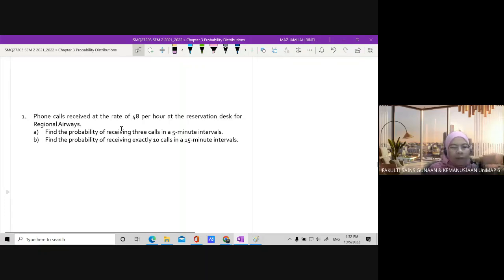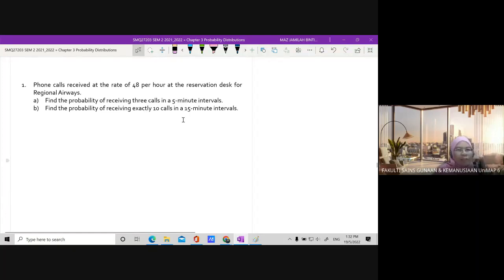Now, phone calls received at the rate of 48 per hour means that within 1 hour, the number of phone calls received is 48 at the reservation desk for regional airways. Find the probability of receiving 3 calls in a 5-minute interval. Find the probability of receiving exactly 10 calls in a 15-minute interval. So see, the interval changes every time in terms of the probability value. Now, let's begin with the initial part, defining what is your X in this case. What is your X in this case, class?